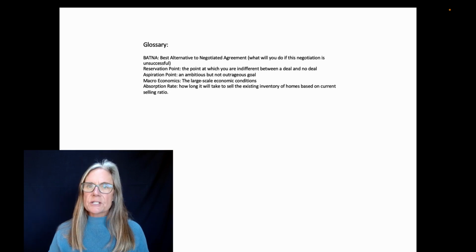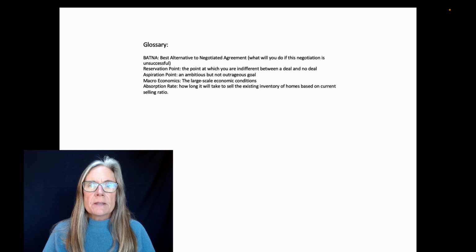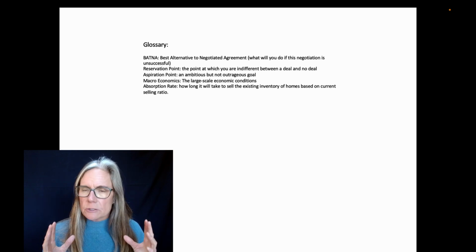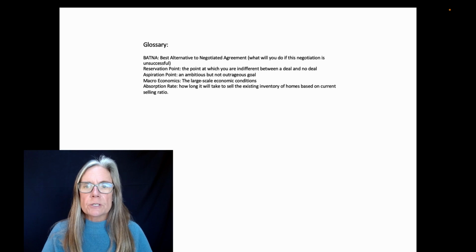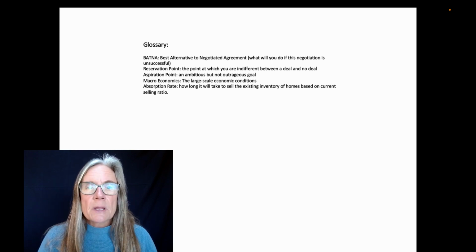This very last section of the planning guide is a glossary, a definition of terms. The first one is a BATNA, which you've already studied, but I put it in there just to make sure that you didn't lose track of what BATNA was: best alternative to negotiated agreement. Basically, what's your plan B, fallback position.